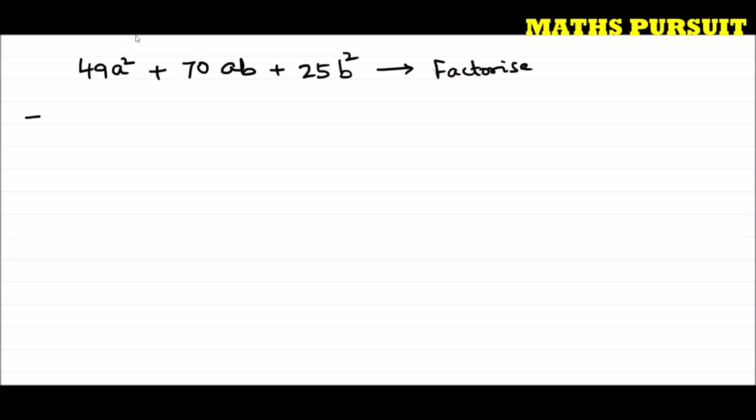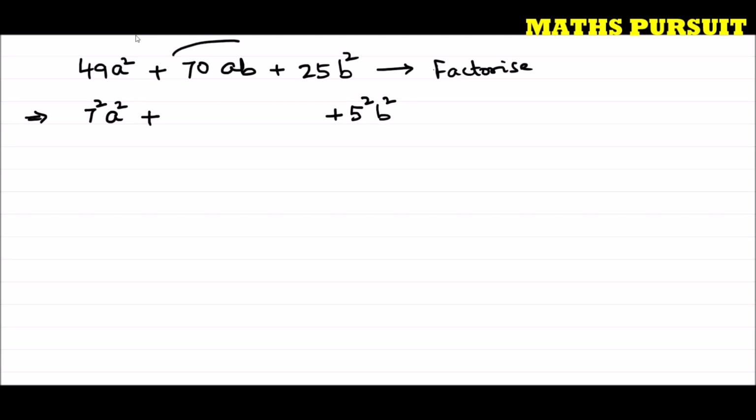Now 49a square. 49 means 7 sevens are 49, so I can write 7 to the power 2 and keep a square as it is. Then plus 25b square: I will write 25 as 5 to the power 2 and keep b square as it is.